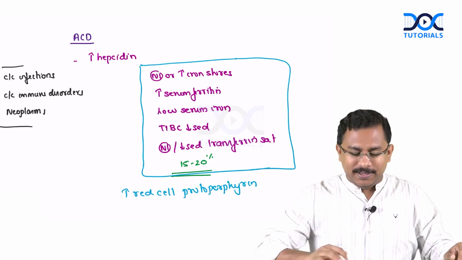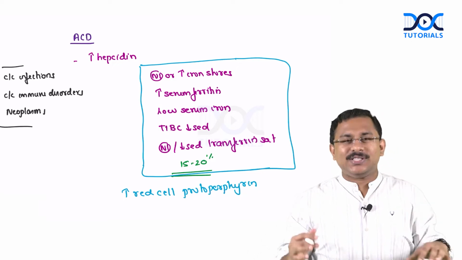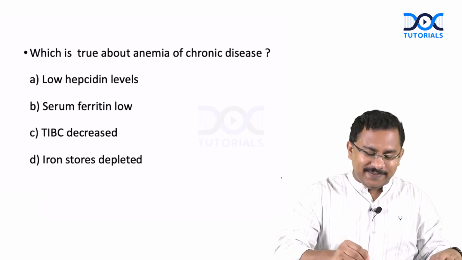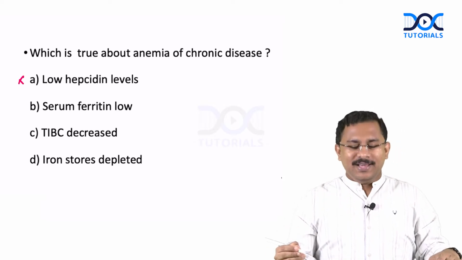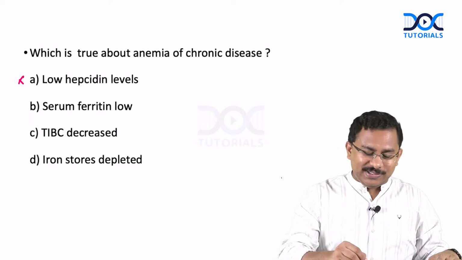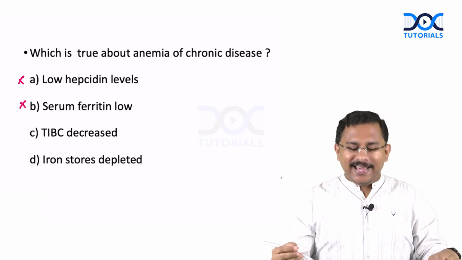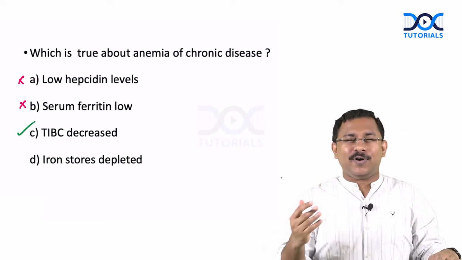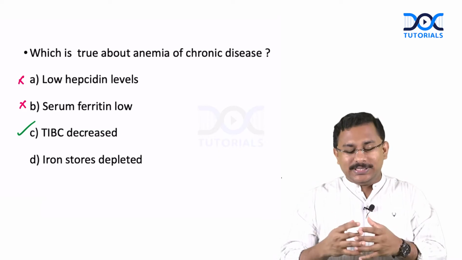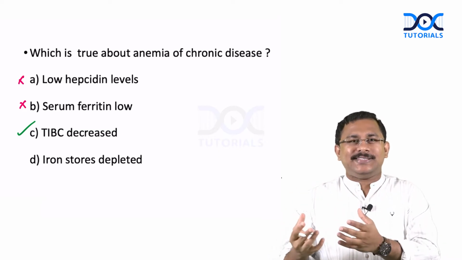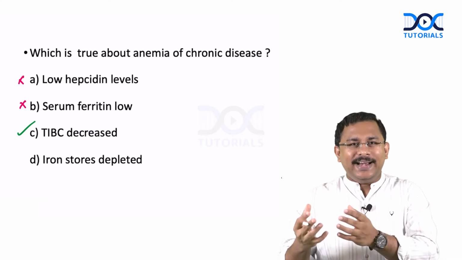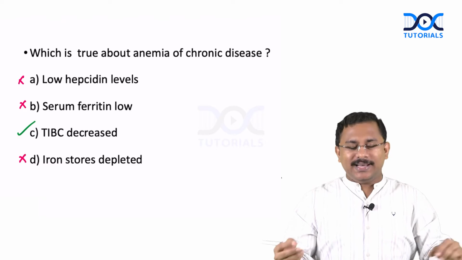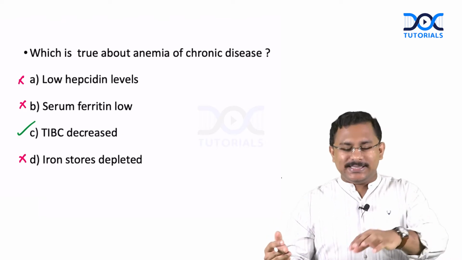All right. So coming to the options, which is true regarding the anemia of chronic disease. Low hepcidin levels, it is a false statement. What about the serum ferritin? It is not low, it is increased. TIBC decreased is a true statement. Iron stores depleted is false. There are enough iron stores. This is again in contrast to the iron deficiency anemia. Here there are adequate iron stores. The problem is with mobilization. So this is also not going to be the answer. Answer is going to be TIBC is decreased.